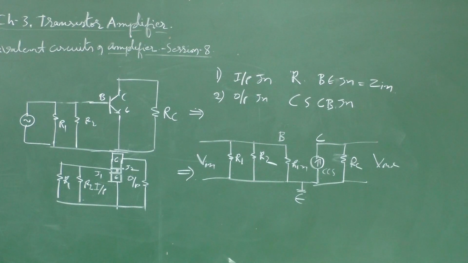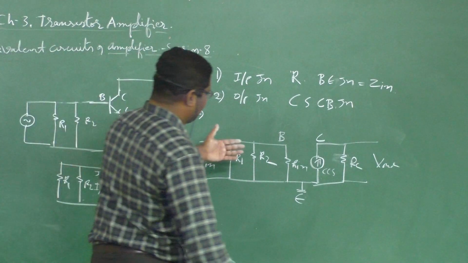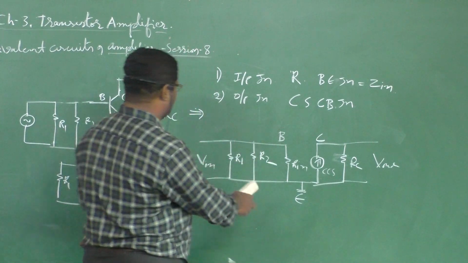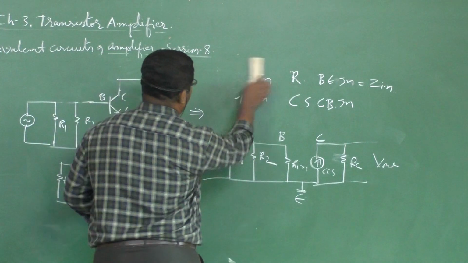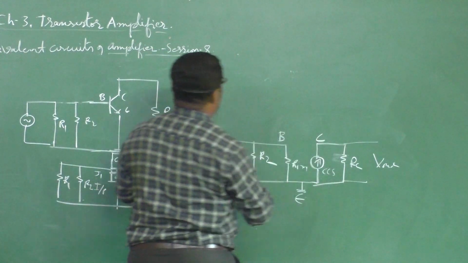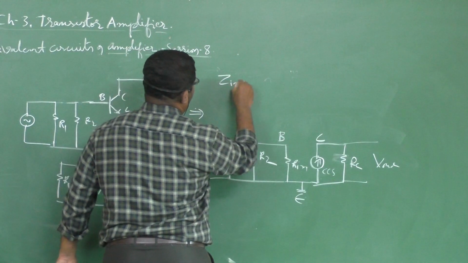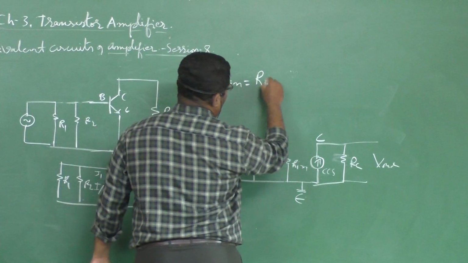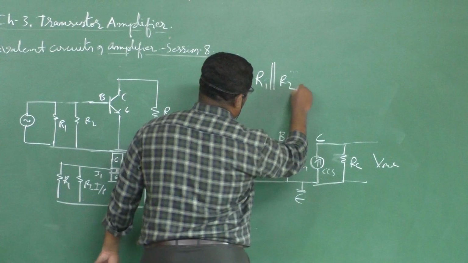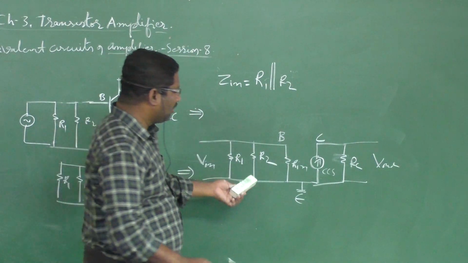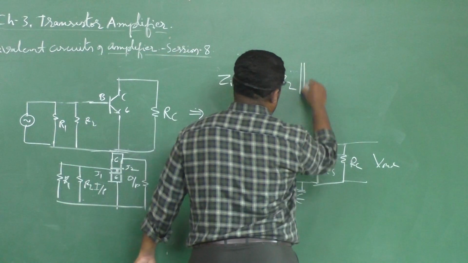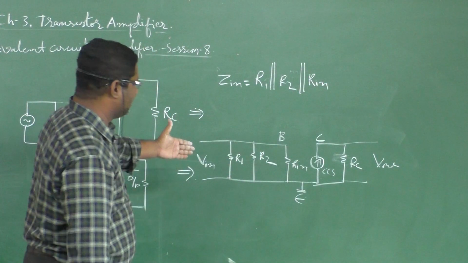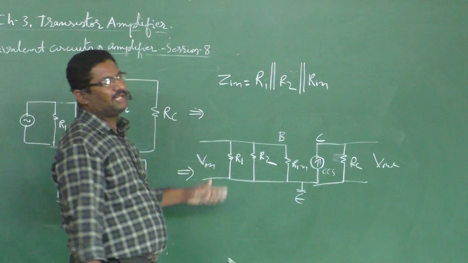So how to write that input impedance? The total impedance being offered is known as input impedance. Zin is calculated as R1 parallel with R2 parallel with Rin. If you calculate these three in parallel, that is nothing but the input impedance.